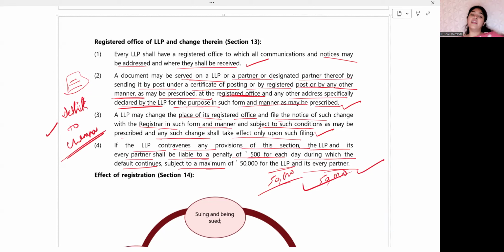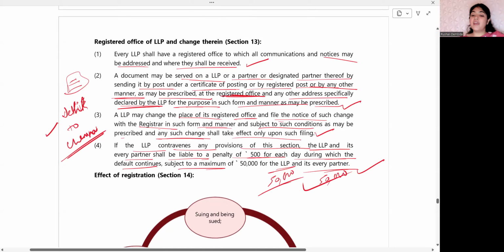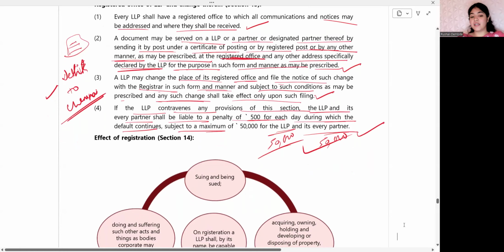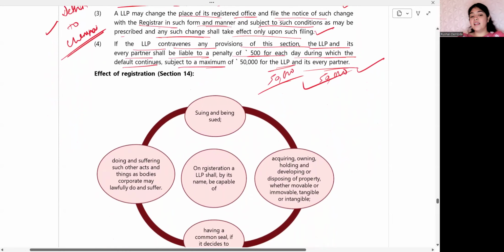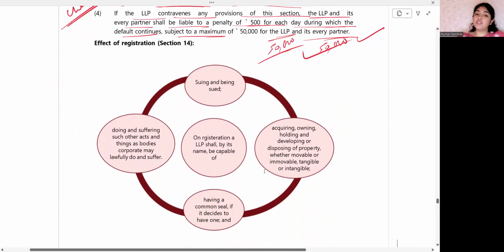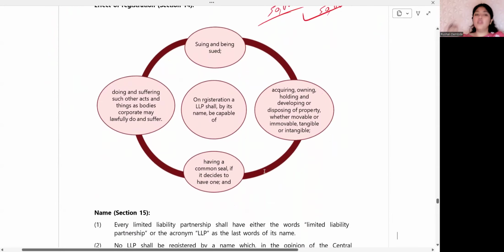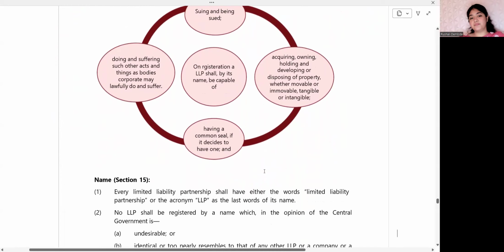Right? Now, if you get the registration, it is that suing and being sued, that you can file a case against any of the parties and other parties also get the right to file a case against you. Like if an LLP does something wrong, the creditors or the bank people can file a case against them because that LLP is registered. So it is important that the LLP is registered. And if someone does wrong to you, debtors don't pay you money, you can file a case in the court.